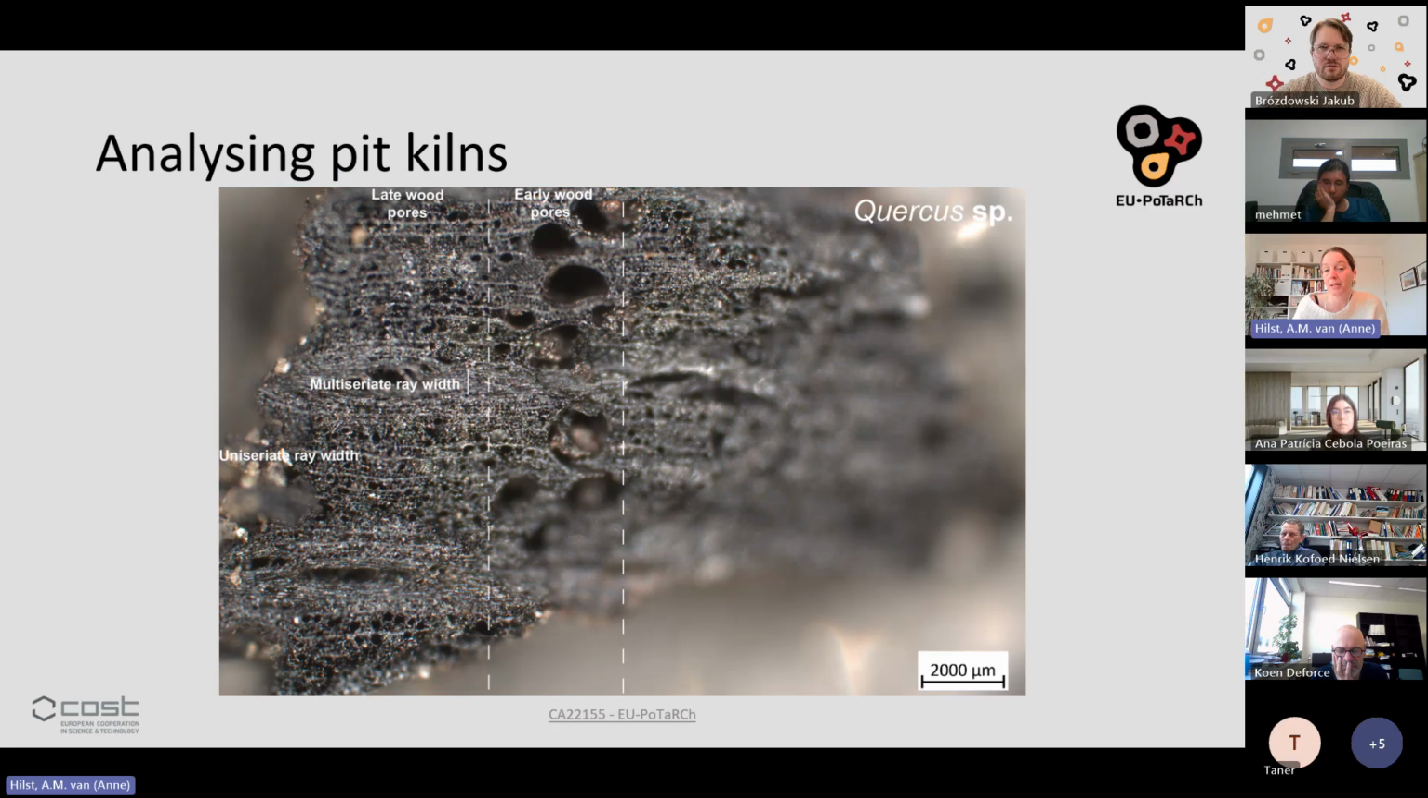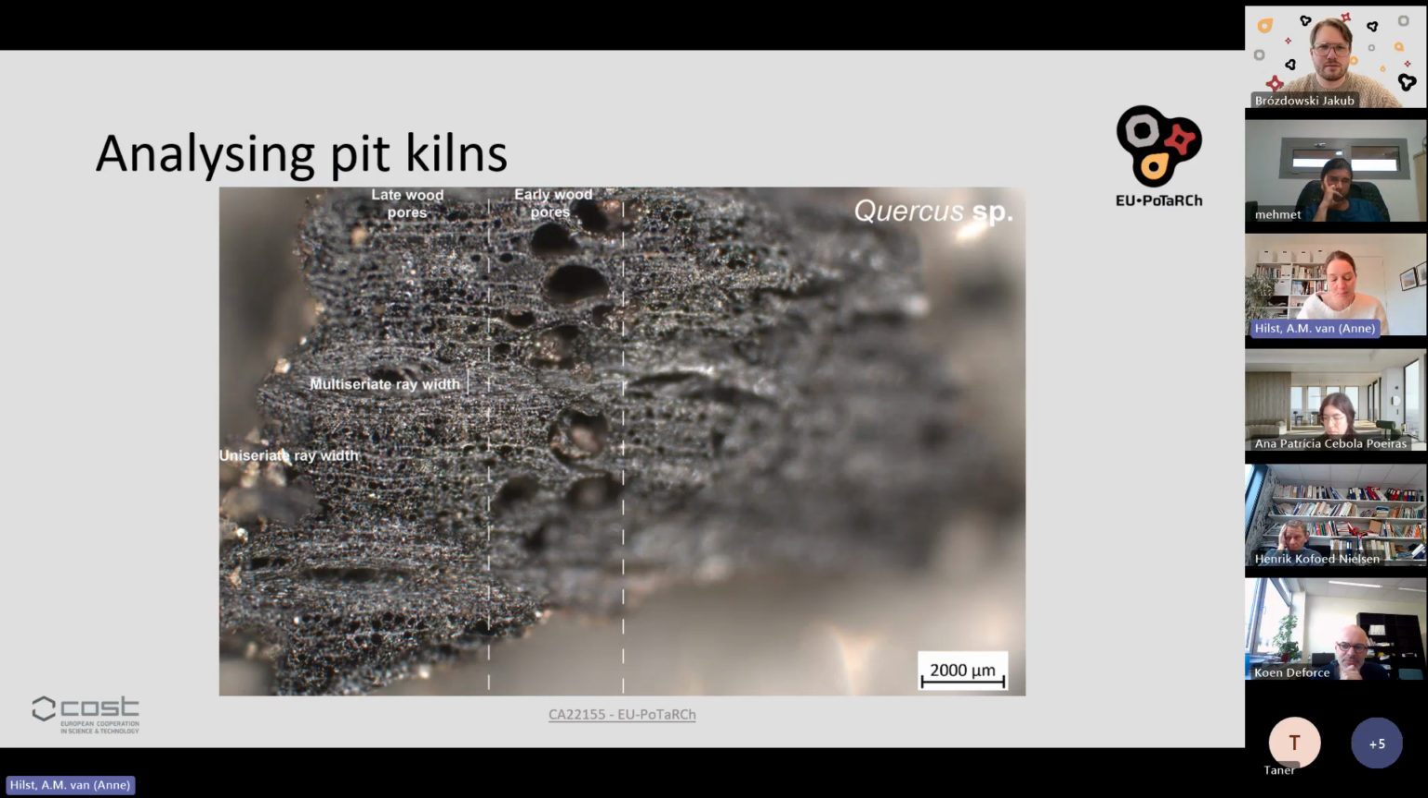And one characteristic of pit kilns is the low taxonomic diversity. So usually charcoal from just one species, and usually oak, with maximum only a few percent of another species in the charcoal sample, which was often used as a covering material during production. So during my STSM, I finally saw the oak under the microscope, so I was happy with that.